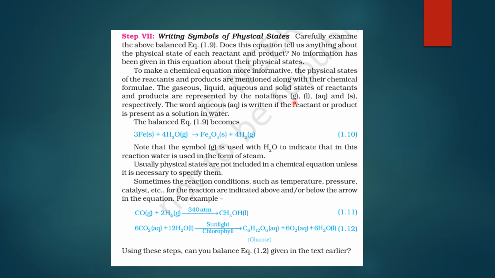And these are the notations. We can use G for gaseous, L for liquid, AQ for aqueous, and S for solid state. Aqueous means suppose you have the reactant or product as a solution in water, that is referred to as aqueous. So let's take an example here. In this equation, we have written 3Fe and within brackets we are writing S. That means this iron is in solid state. Water is in gaseous state. Fe3O4 is in solid state, and again hydrogen is in gaseous state.